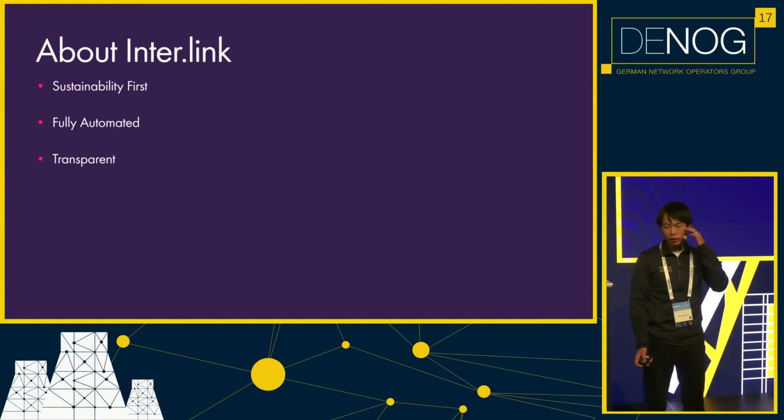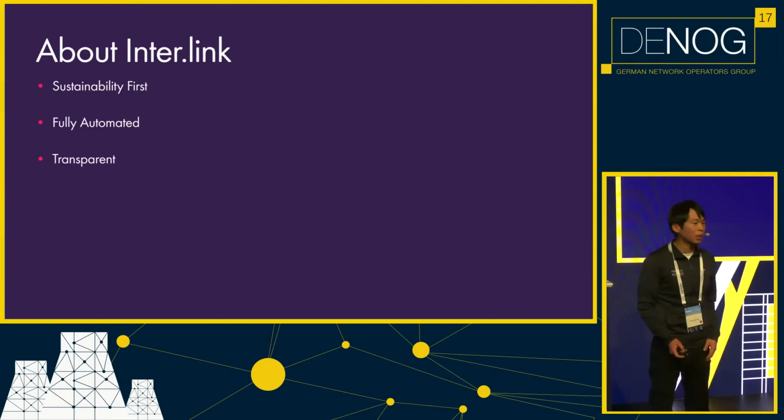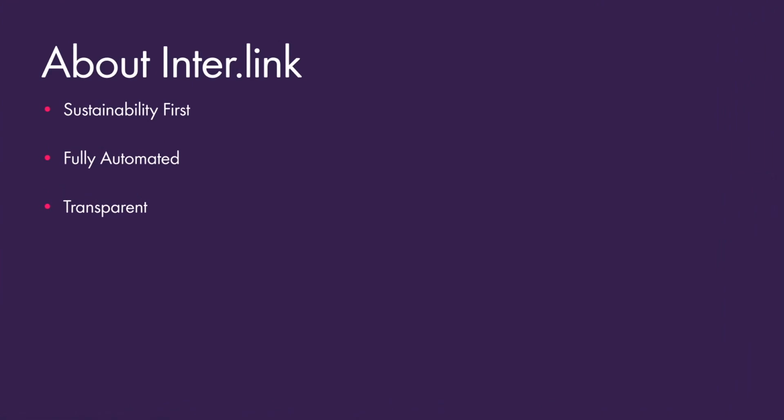So as I said, Inter.link is my employer. We're basically a carrier, but we have a few things that are important to us. First, sustainability is important. What this means is that we try to track our carbon usage across everything that we are doing, then try to reduce it and offset when necessary. And for this to happen, we need to make sure that we automate everything.